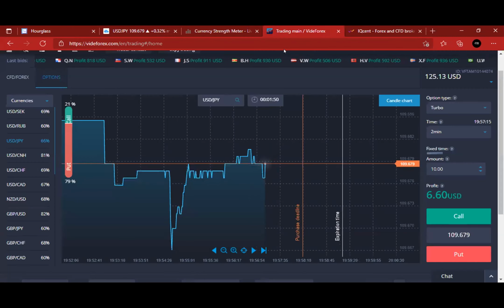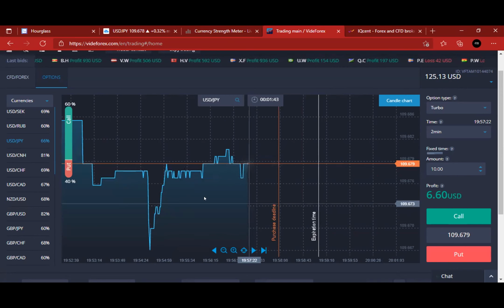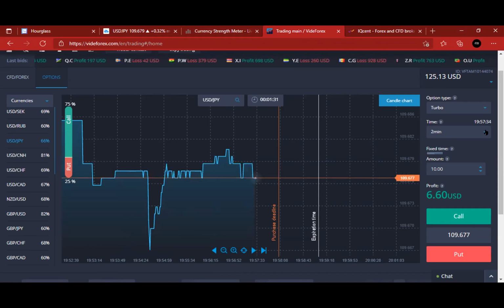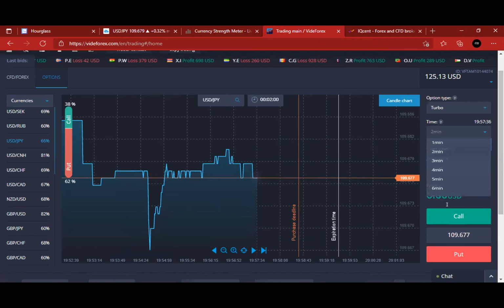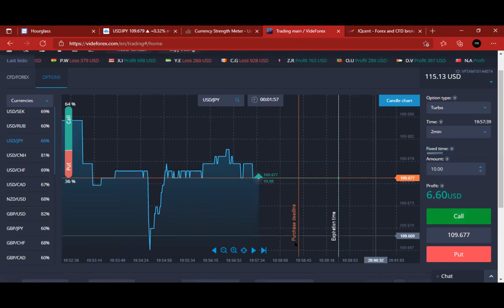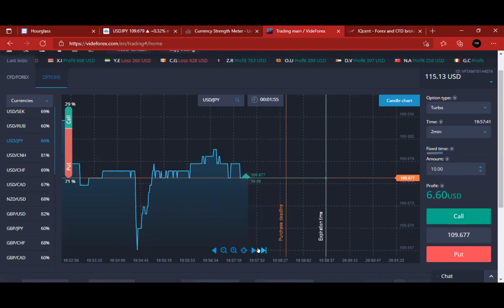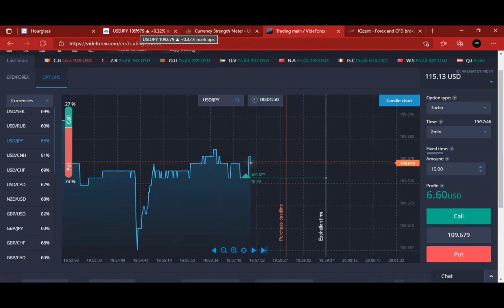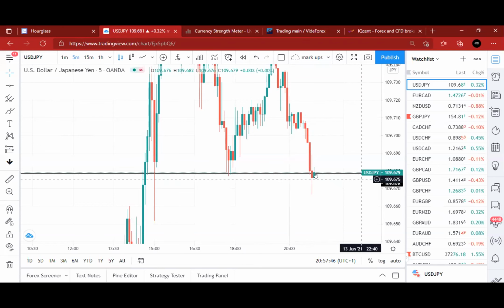So let me try something. Let me see if I can get 678 and try to take it again. Let's see what will happen. Let's assume that it never broke here, and I just came into Hourglass and saw that I like this trade setup. Let me try and take it. Let's say I wanted to take it here. 678 or below would have been the price for that entry.